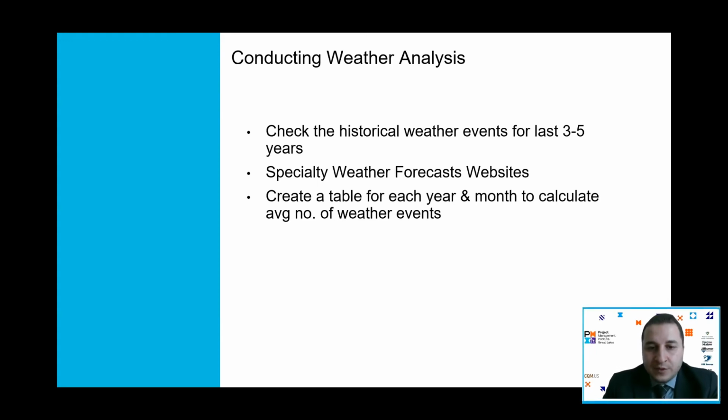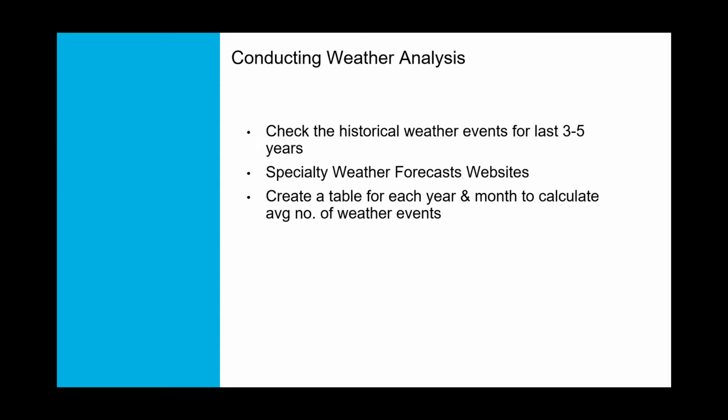So how do we proceed? After getting the information, we create a table for each year and month across the whole 5 years, and calculate the average number of weather events.